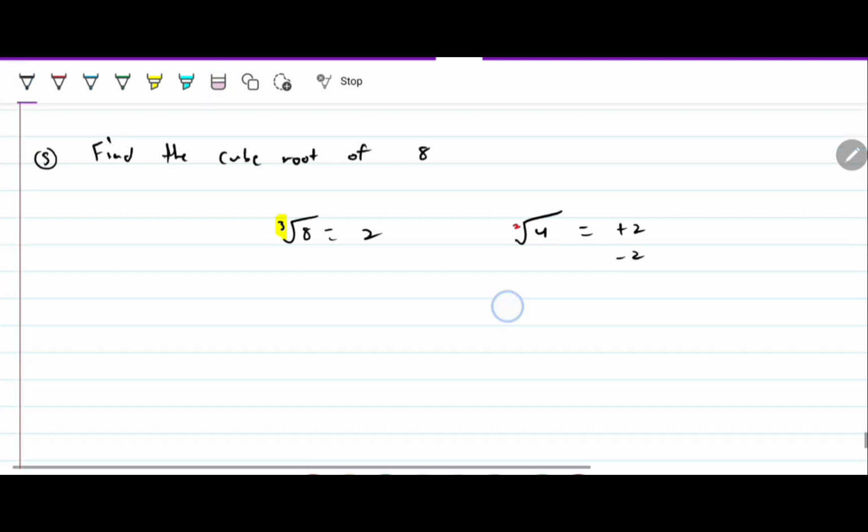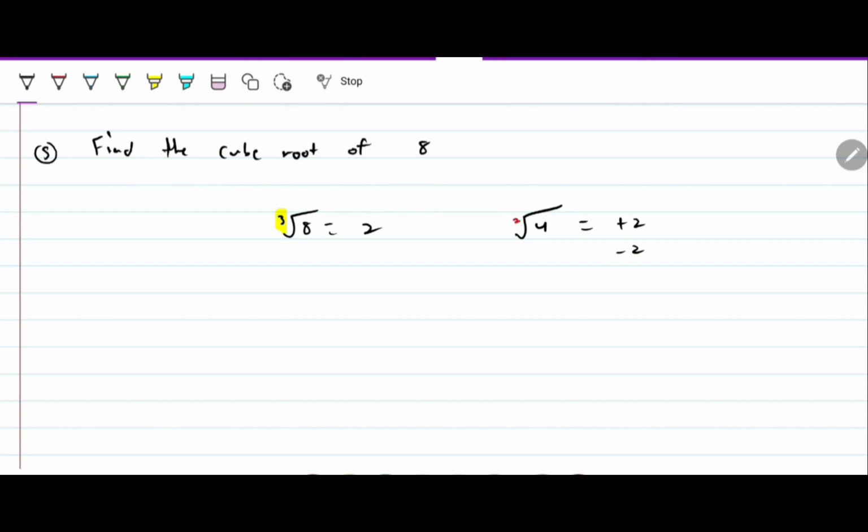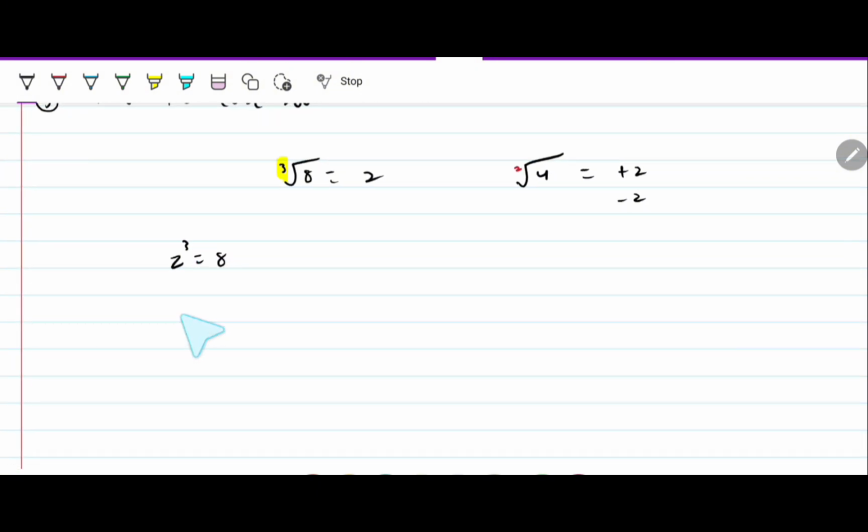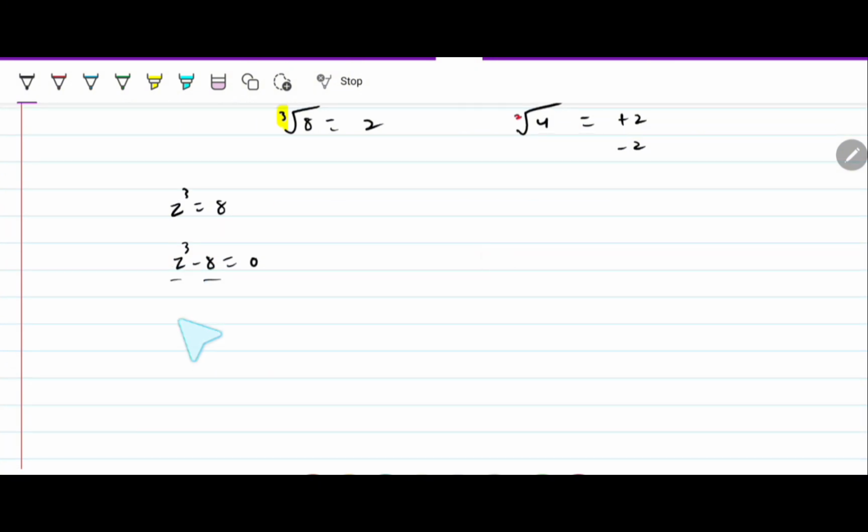Well, this is how you do it. Now, you consider an equation like this. Let's say z cubed is equal to 8. Let's find for z now. Because, of course, finding for z would be essentially like finding the cube root. Right? So I have z cubed. I'm going to carry over the 8. Minus 8 is equal to 0. Now, look at this. This is a difference of 2 cubes. Right? So I have z cubed minus 2 cubed is equal to 0.